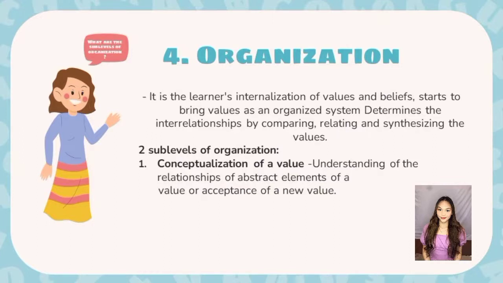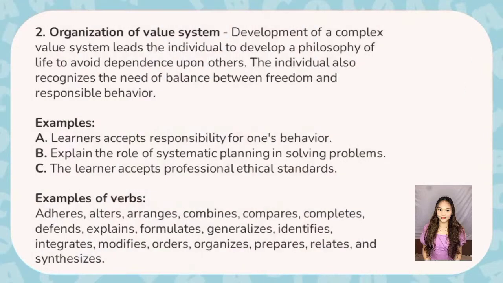Number 4, organization. It is the learner's internalization of values and beliefs. It starts to bring values together as an organized system, determines the interrelationships by comparing, relating, and synthesizing the values. There are 2 sublevels of organization. Number 1, conceptualization of a value: understanding of the relationships of abstract elements of a value or acceptance of new values. Number 2, organization of value system: development of a complex value system leads the individual to develop a philosophy of life to avoid dependence upon others. The individual also recognizes the need for balance between freedom and reasonable behavior.